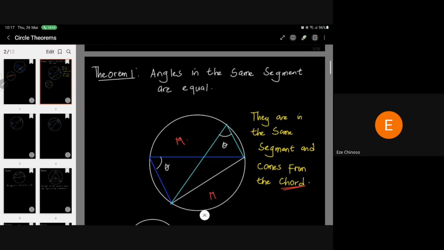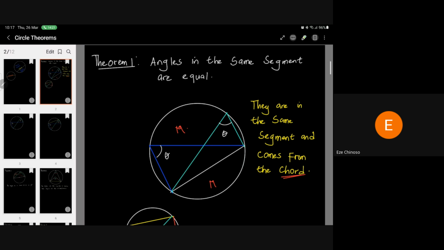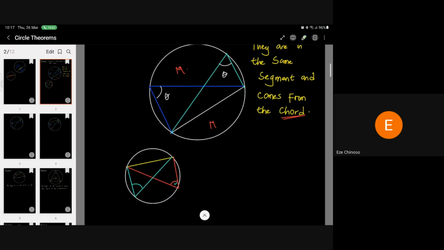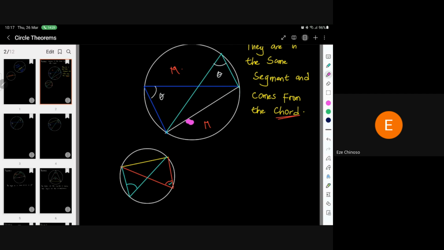So it's important to take note of this, that angles in the same segment are equal. So your responsibility at every point in time is to always look out for that line, that chord. Because once there is a chord, you now check, are they in the same segments? Because the chord will divide the circle into two segments. And it's very important to, at every point in time, pay attention to those segments. So once you pay attention to that segment, your answer is right there before you.